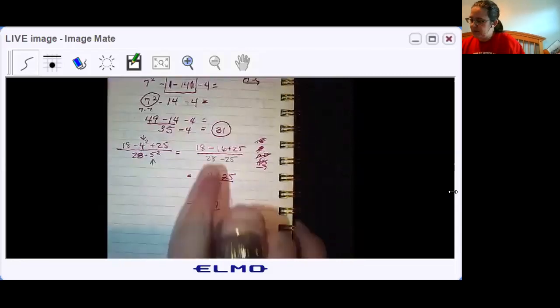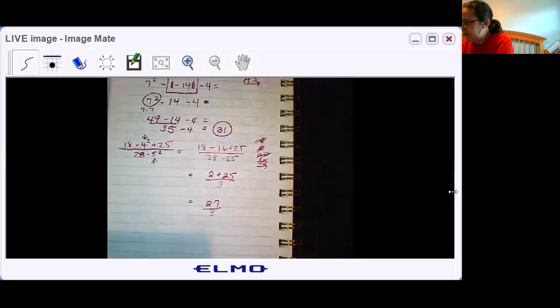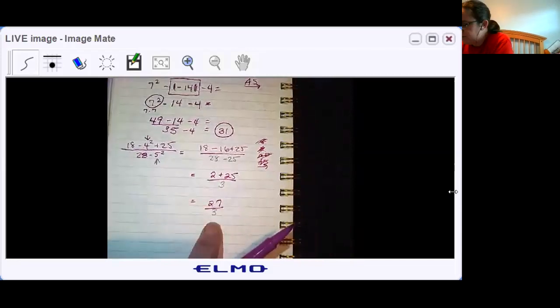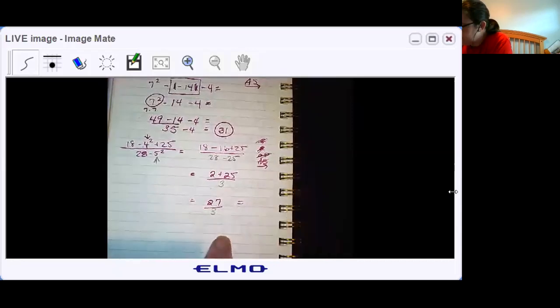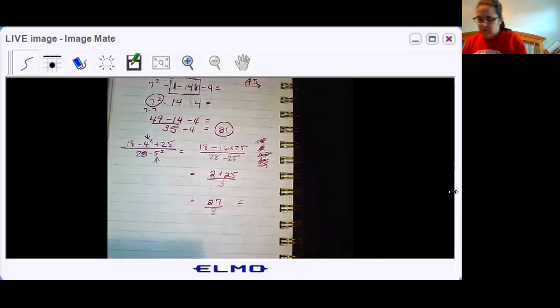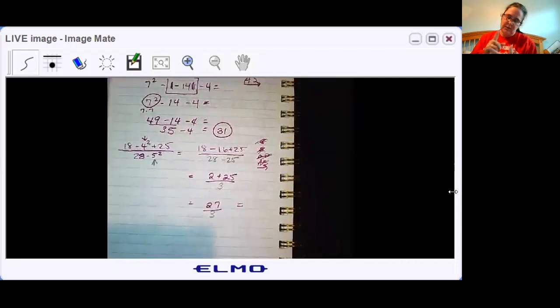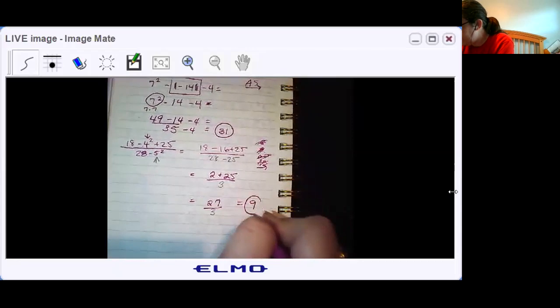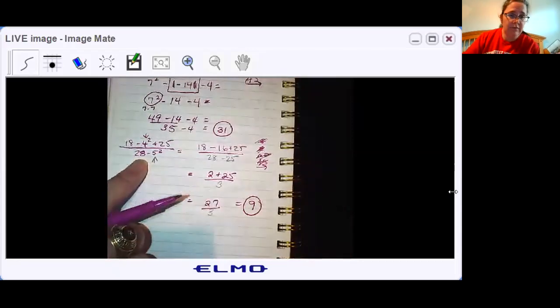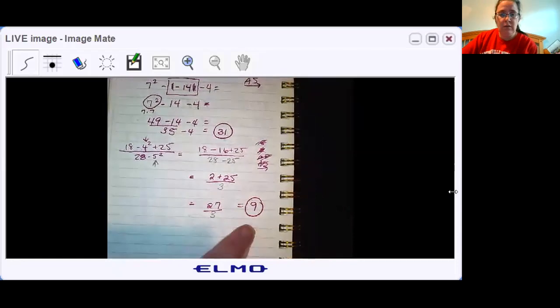So now that I've dealt with the top and the bottom, I look at what I have, and I have 27 divided by 3. Well, what's 27 divided by 3? See, 3, 6, 9, 12, 15, 18, 21, 24, 27. All right, so 9 times 3 is 27. So 27 divided by 3 is 9, and we have our answer. And as big and scary as this problem is, it wasn't so bad when it came to our answer.